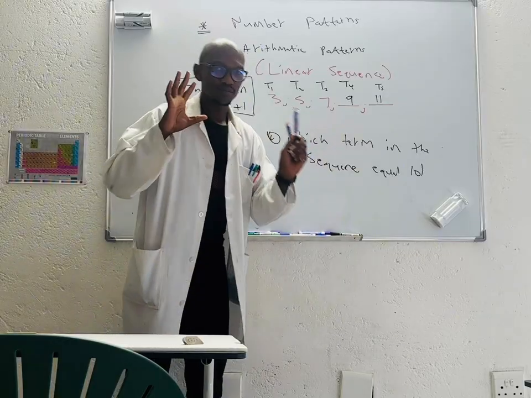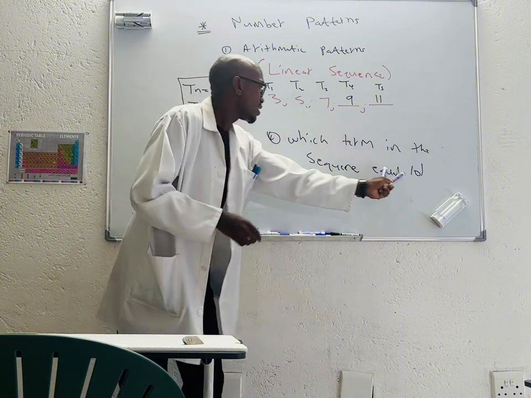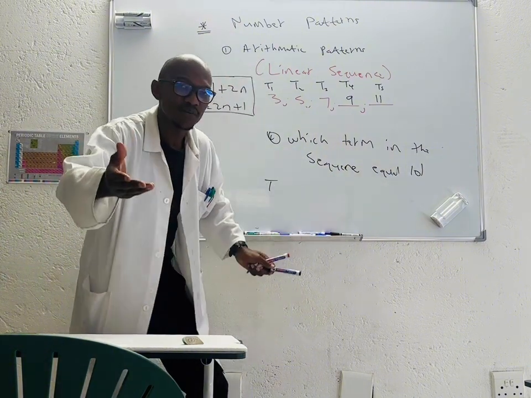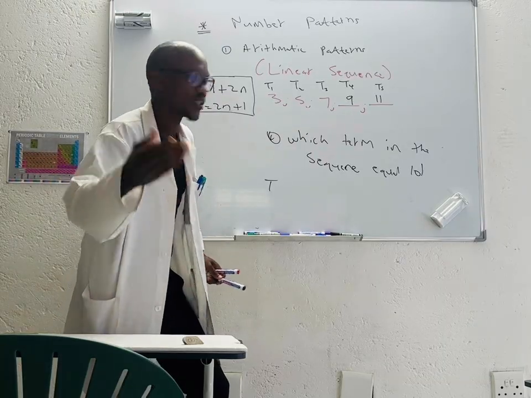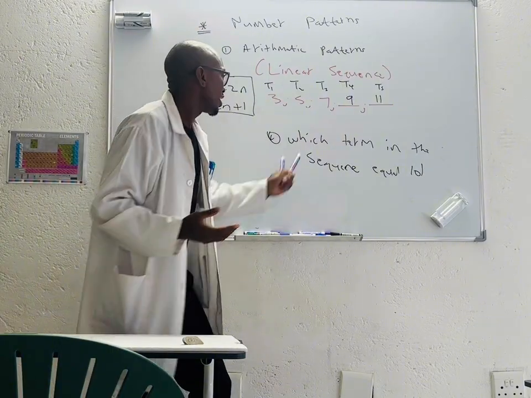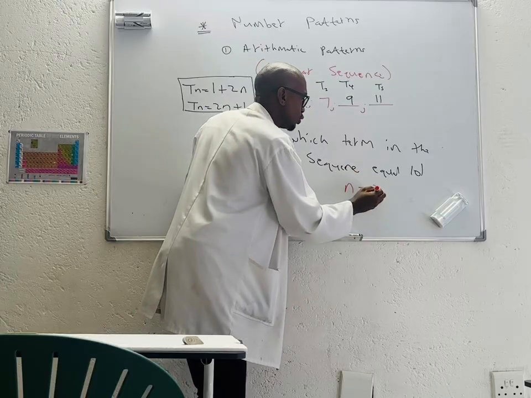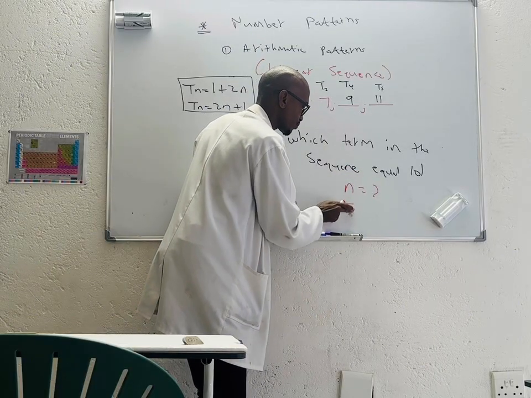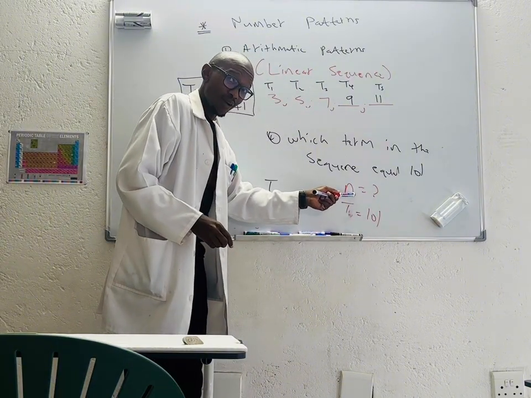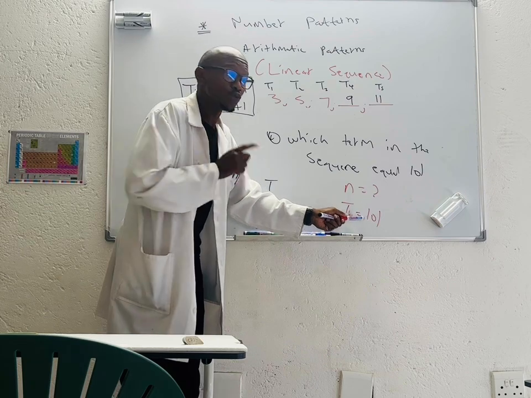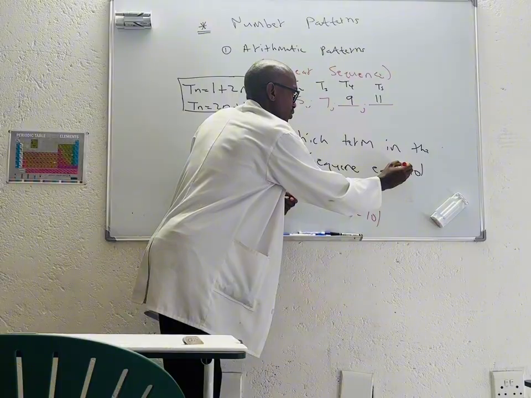Every time this shows up, you've got to know that this is the value of the term. This is always the value of the term. Do we have the position of the term? No. That's why they're saying which term. It means we're looking for the position. We don't know it, but we know that the term equals 101. We know this term equals this value, but we don't know which term it is. That's why they say which term in the sequence equals 101.